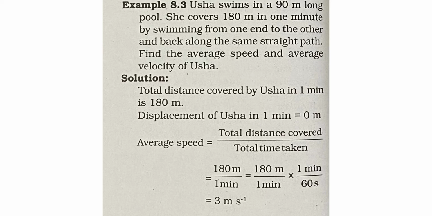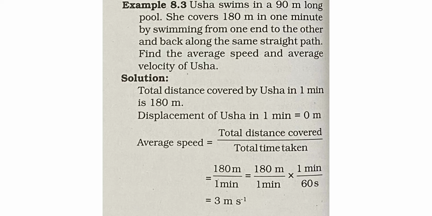Here she is going from one end to another end and again coming back to the same end. So the total distance covered by her is 180 meter. And the time taken is 1 minute. But since she is coming back to the same place from where she started, her displacement is 0. Because you know that displacement is the distance between initial position and final position. Here initial position and final position are the same, so her displacement is 0 and the distance traveled by her is 180 meter.